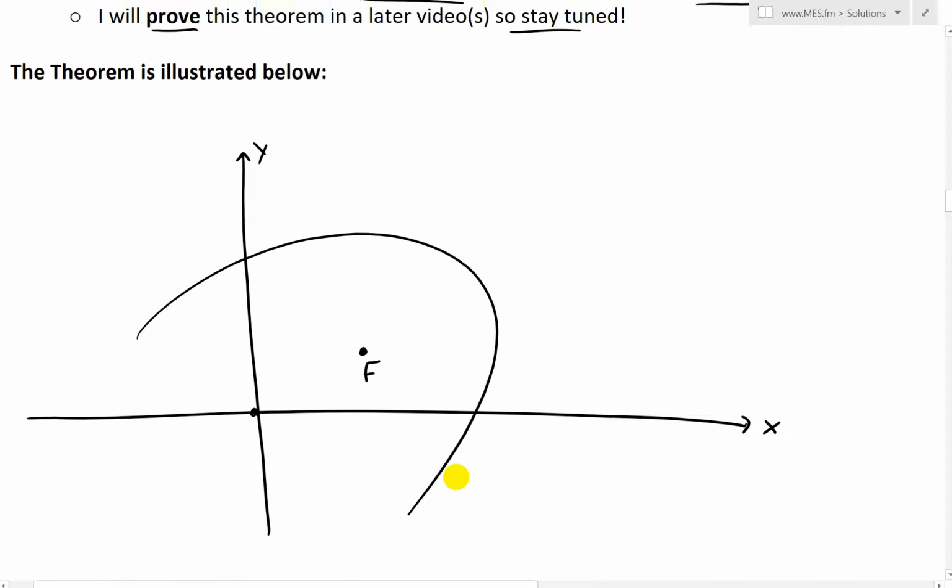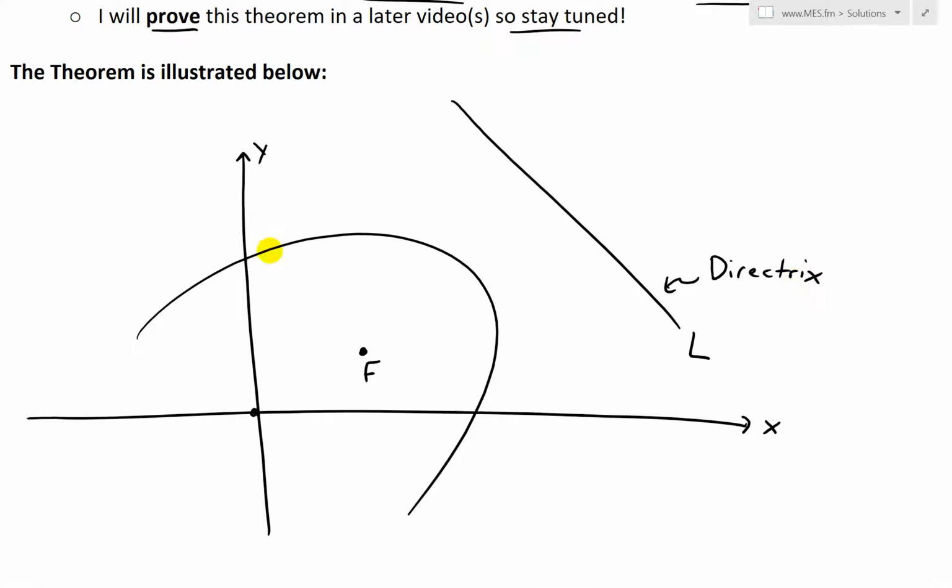Then let's say we have a fixed line. It's going to look something like this. This is our line L, which is the directrix. And this is the set of all the points on the conic. I'll draw a point, let's say we have a point here, P. The distance from here to here is just the absolute value of PF.